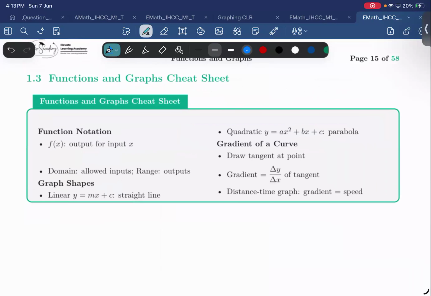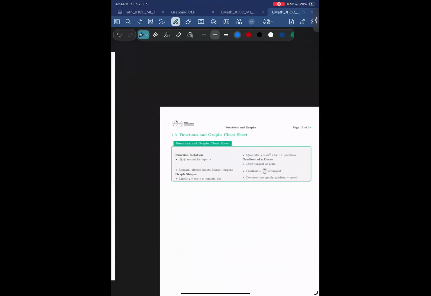So here, this chapter is what we've done. Function notation: for some input, you get output. Domain is your allowed inputs and your range is output. Then your graph. In E-Math you really learn about two main graphs, the quadratic graph and a straight line. And how to find a gradient. For a curve you draw a tangent at a point, then you calculate the gradient of the tangent. For a distance-time graph, the gradient is speed, and for a speed-time graph, the gradient is acceleration. Any questions?